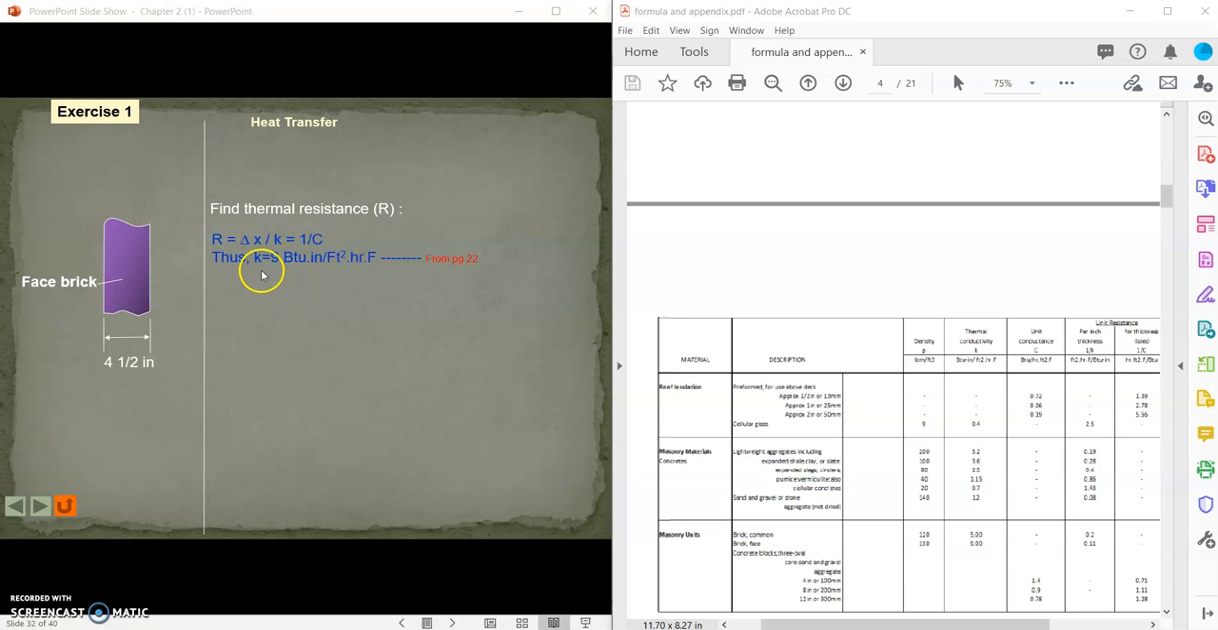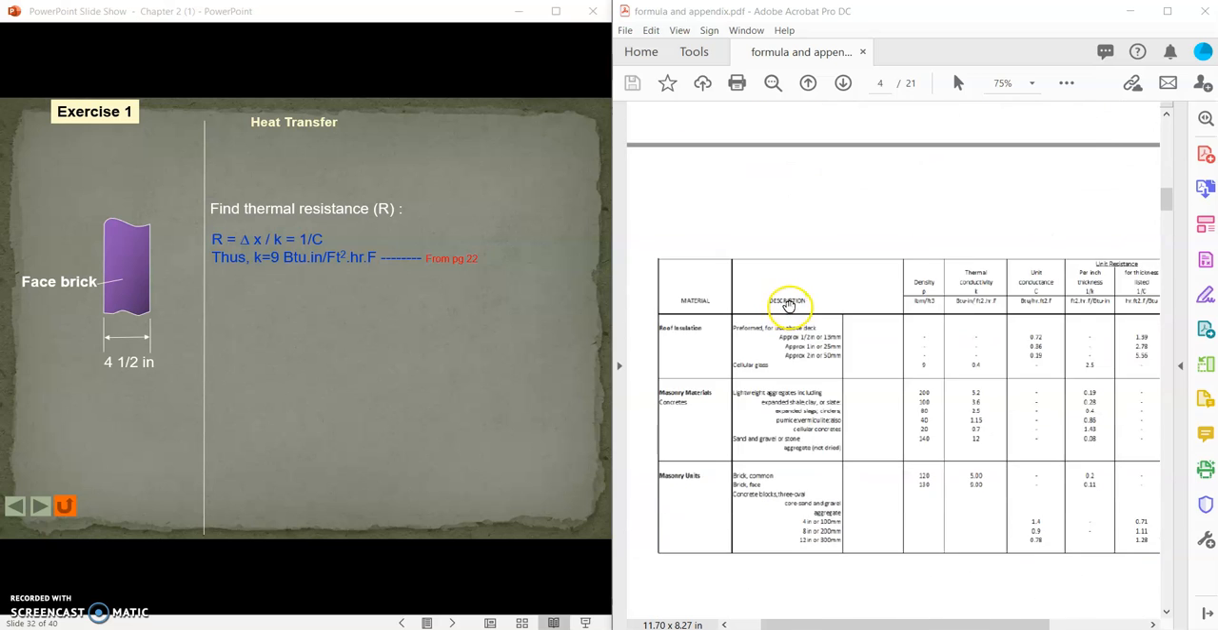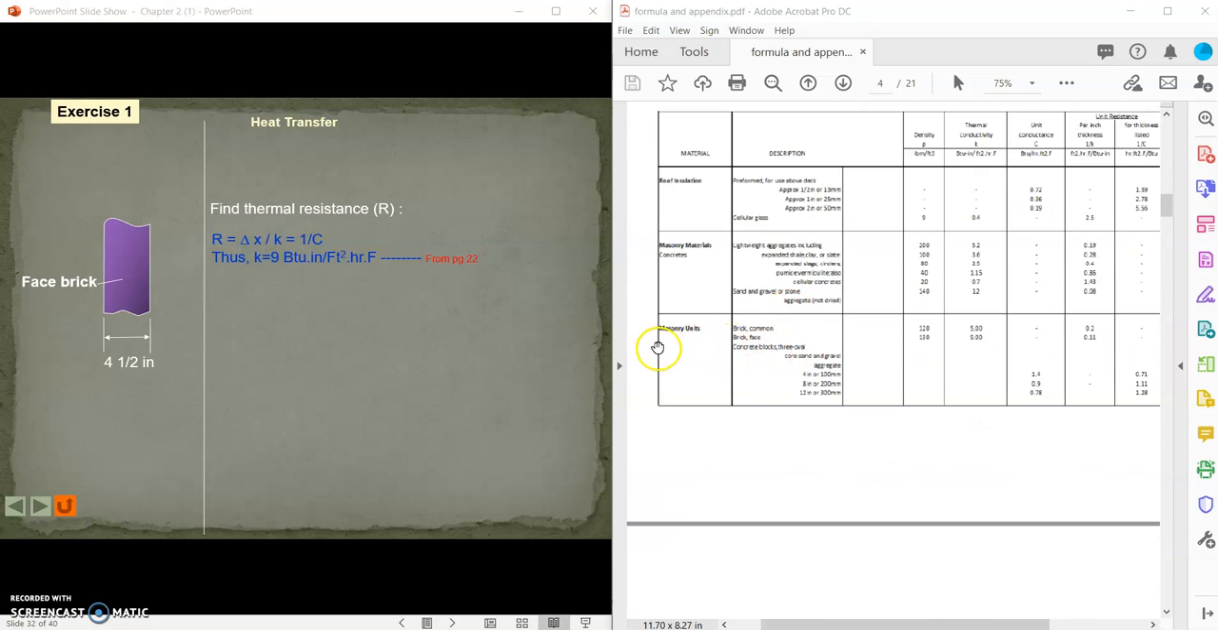So delta X we have here is 4.5 inch, so delta X over K. Why are we using the K? Because it already has the thickness here. You can look into your formula and appendix table here, and then go into the masonry units. Masonry refers to brickwork. So masonry units.